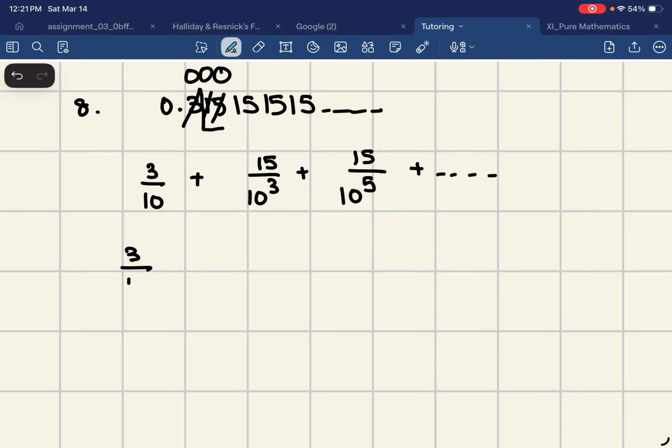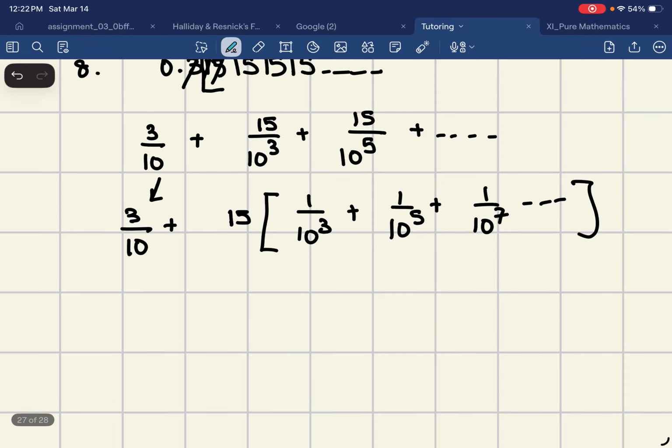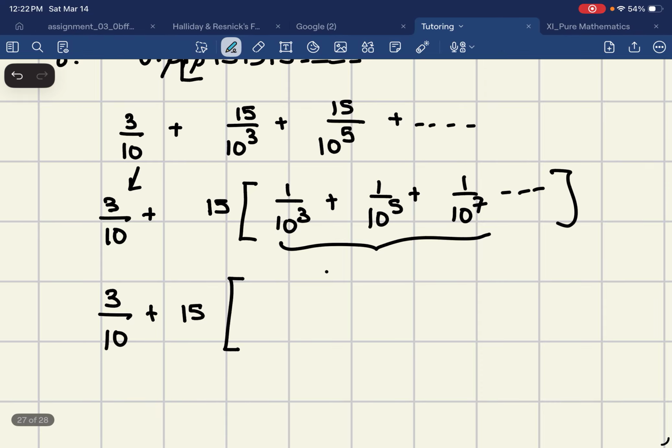So I have 3 over 10 from my first term. And from my second term onwards, I have 15 common. And I have 1 divided by 10 to the power 3, plus 1 divided by 10 to the power 5, plus 1 divided by 10 to the power 7, and so on. Because if you look at it, your common ratio is 1 over 10 to the power 2. So now that we have that, 3 divided by 10 plus 15, I'm going to sum this to infinity because this is going on up until infinity.